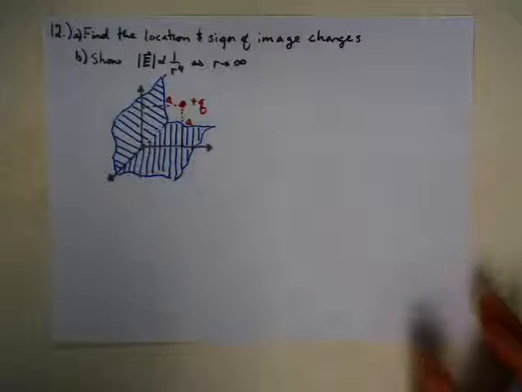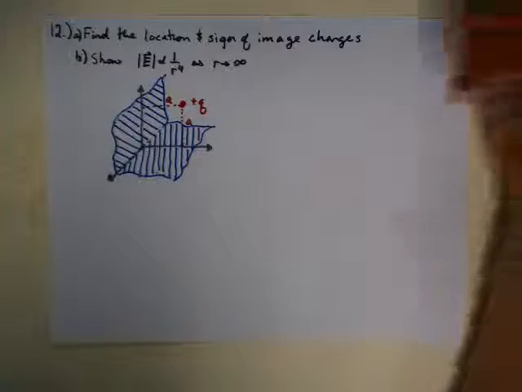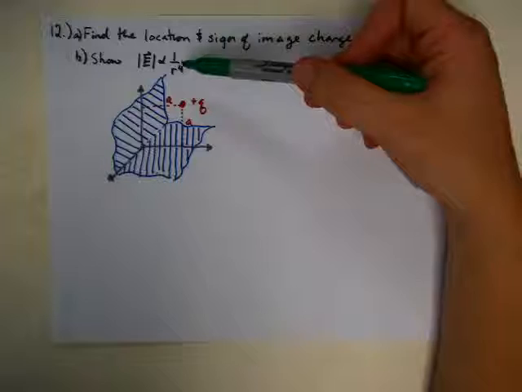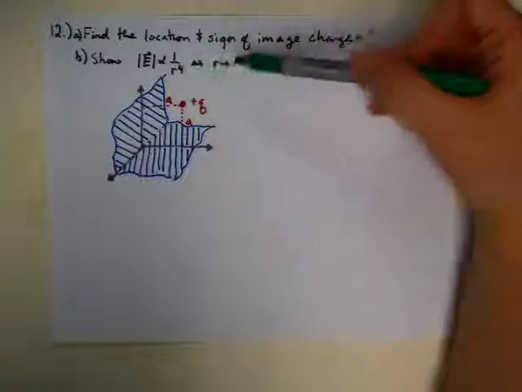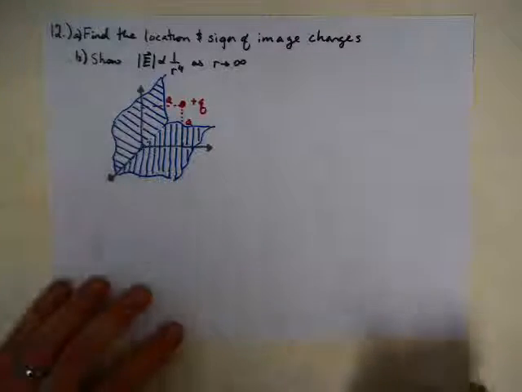Homework 3, problem 12: find the location and sign of the image charges for the following situation, and then show that the magnitude of the electric field falls off as 1 over r to the 4th as you go very far away from the system. Start out with the image charges.